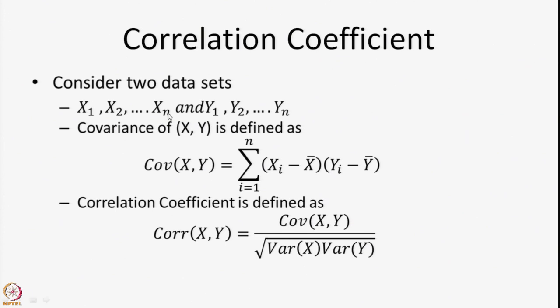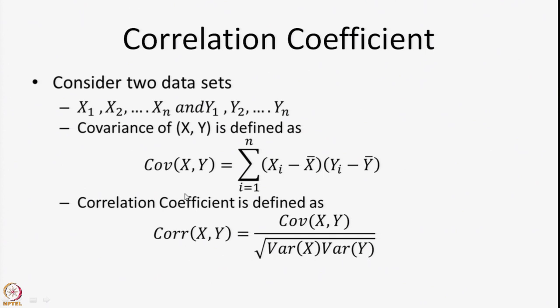Covariance means how the two together vary, and therefore the covariance is defined as summation of xi minus x bar multiplied by yi minus y bar. As it can be seen, this value is not necessarily positive. Actually, we find that covariance can be negative and it can be positive. It can be anything. While the correlation coefficient is then defined as covariance of x and y divided by the square root of variance of x and variance of y.